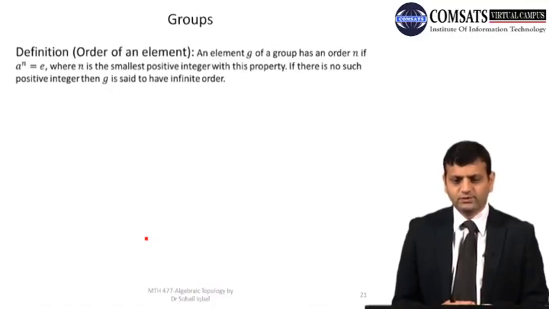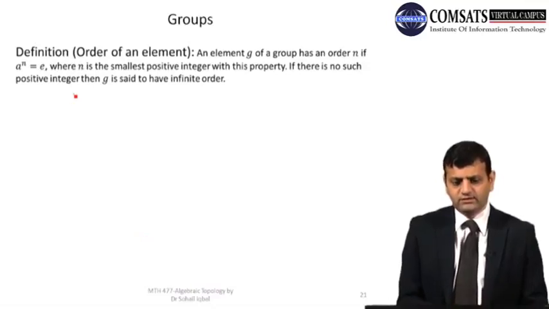Order of an element. An element a of a group G has an order n if a raised to power n is equal to identity, where n is the smallest positive integer with this property. If there is no such positive integer, then a is said to have infinite order.